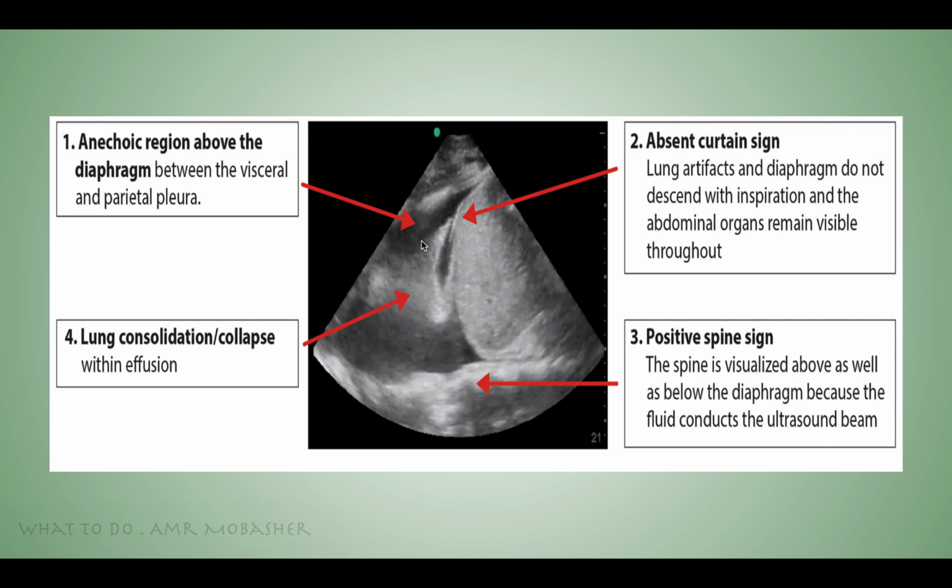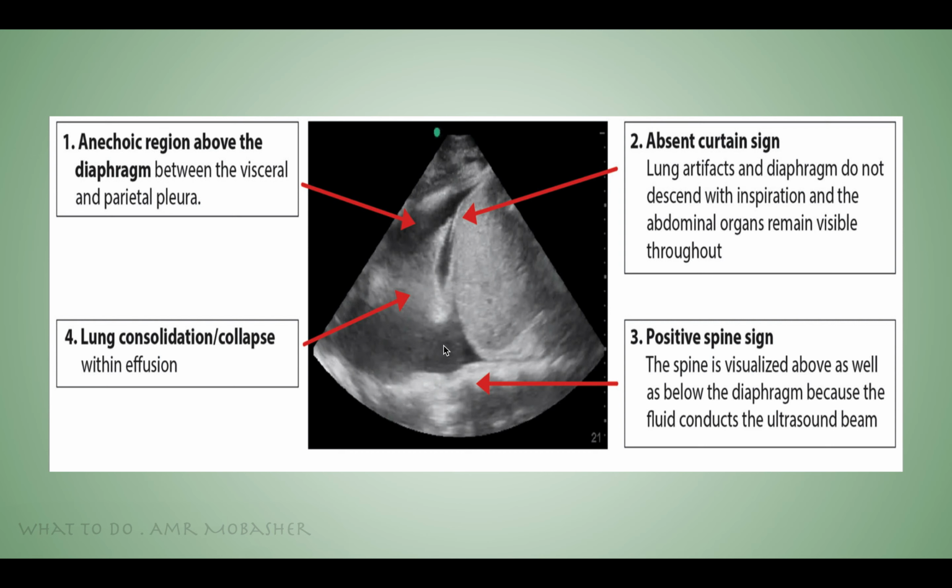Do you remember the curtain sign? With the presence of water or pleural effusion compressing the lung, the lung can't move to take over the liver like a curtain. So, absence of the curtain sign. And number 4, positive spine sign.